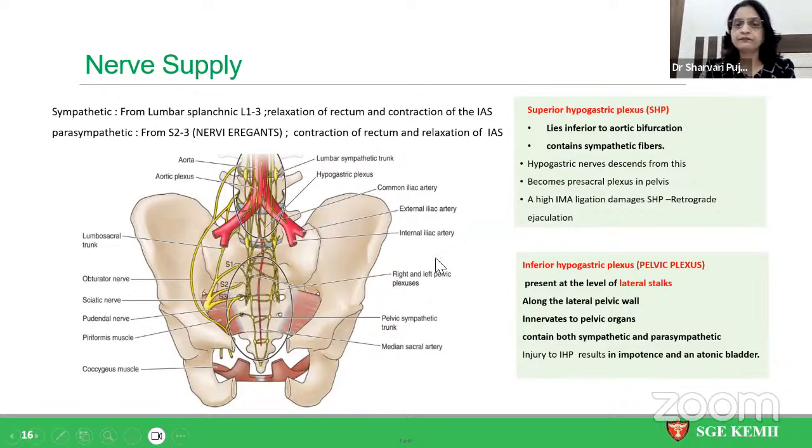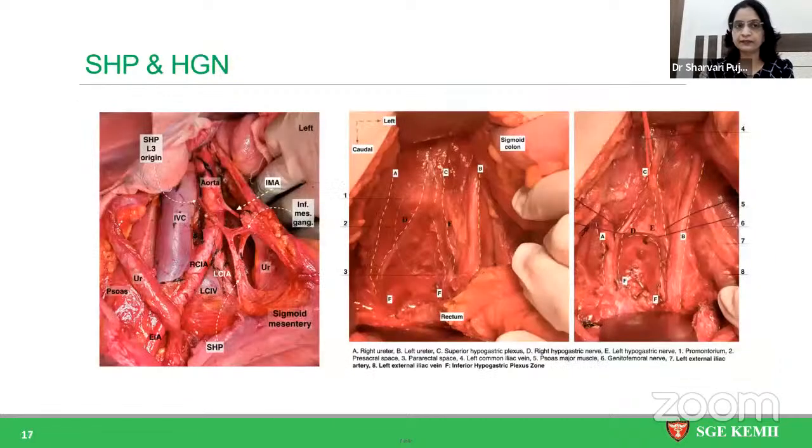And when the dissection is in the pelvis, the pelvic plexus, which is also called the inferior hypogastric plexus, is encountered. It is present along the lateral walls of the pelvis, and it gives fan-shaped fibers to innervate the urogenital organs. It contains both sympathetic and parasympathetic fibers.